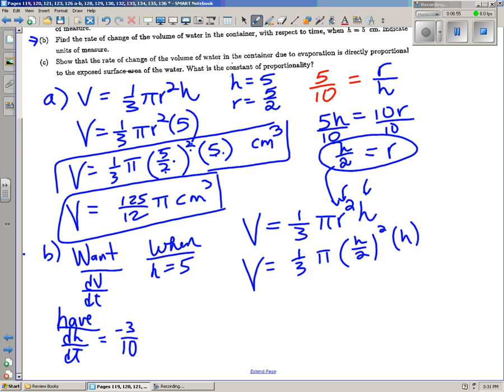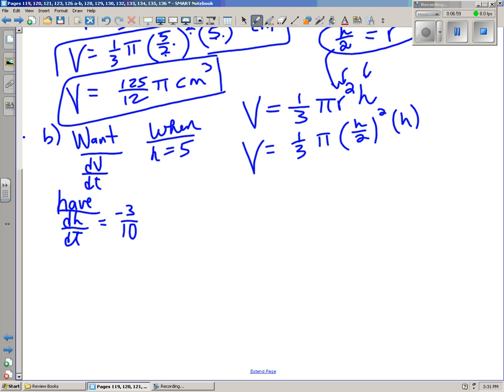Now our volume formula is solely in terms of height, which is nice because there's one less variable to deal with. So we have V equals 2 squared is 4 times 3 is 12. So we're going to have 1/12 pi h squared times h is h cubed. So now we have V equals 1/12 pi h cubed. And now to get these rates involved, we're going to take the derivative with respect to time on both sides.